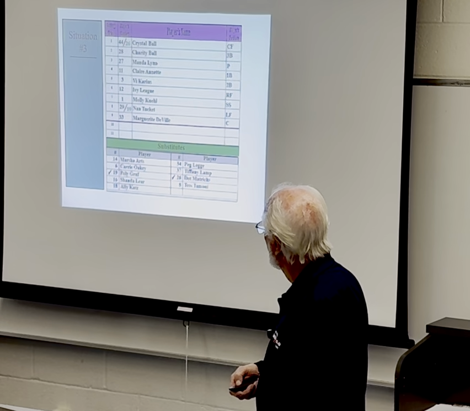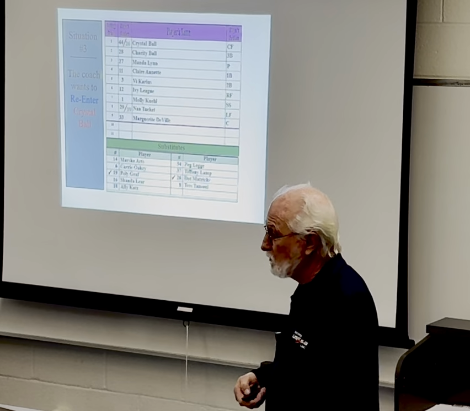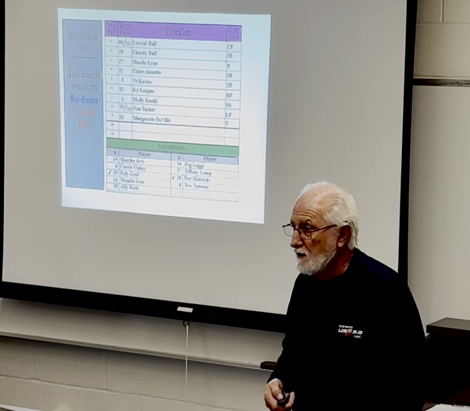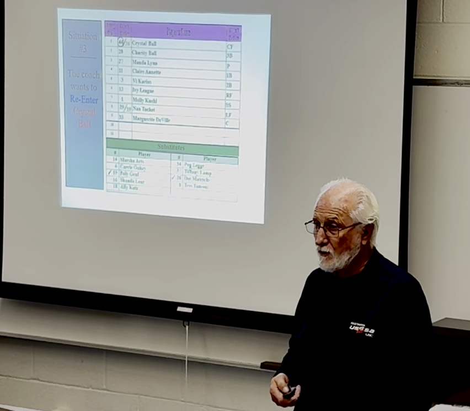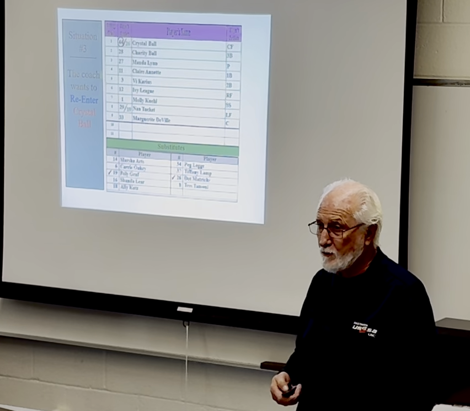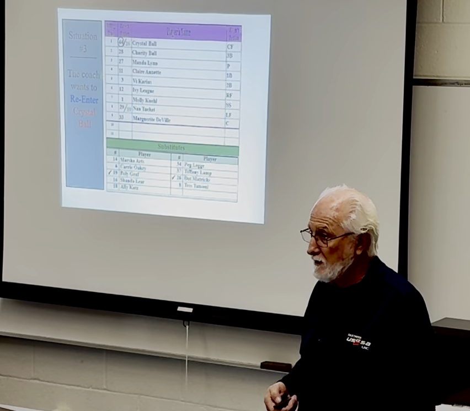All right. So situation number 3, the coach wants to re-enter crystal ball. I use my third symbol, and I just simply put the circle over to indicate now that that person has re-entered the game. All right.